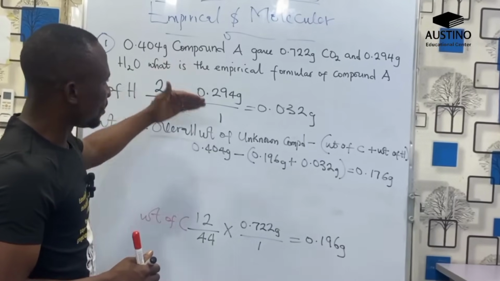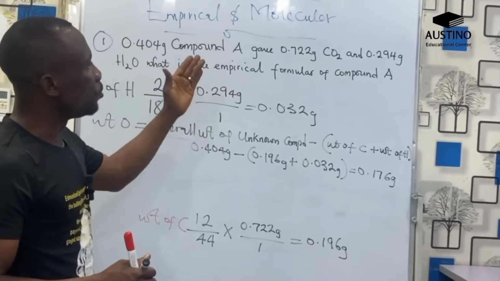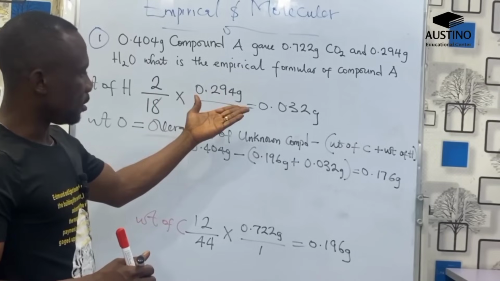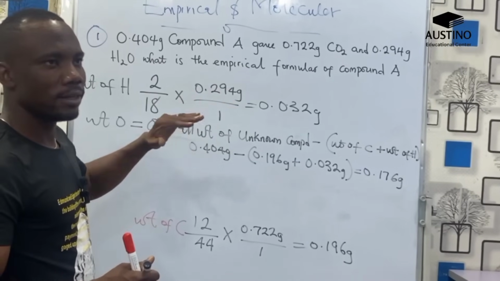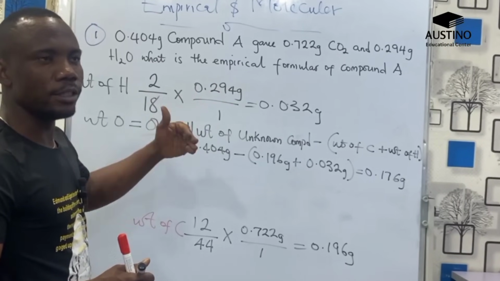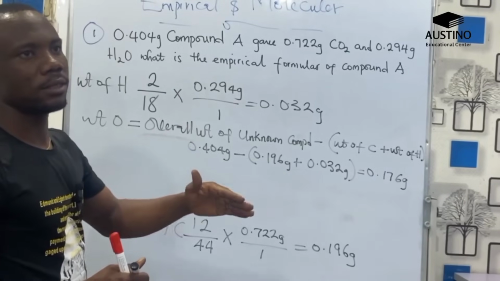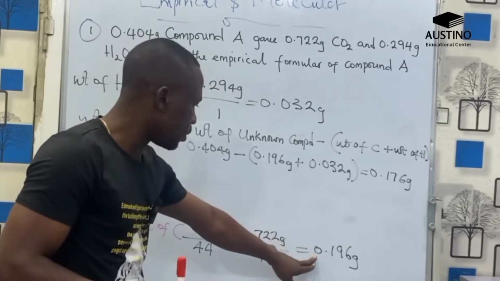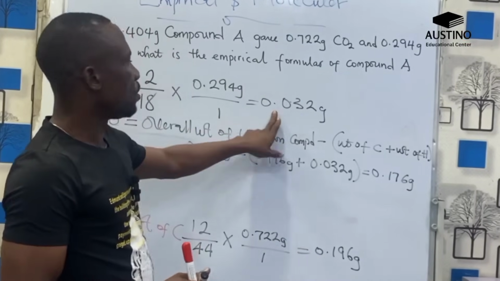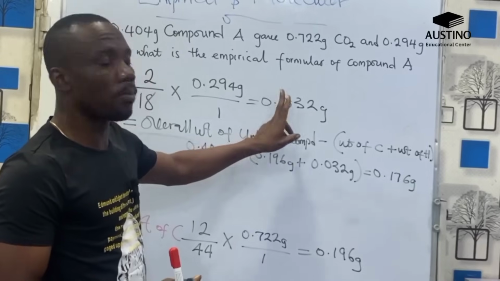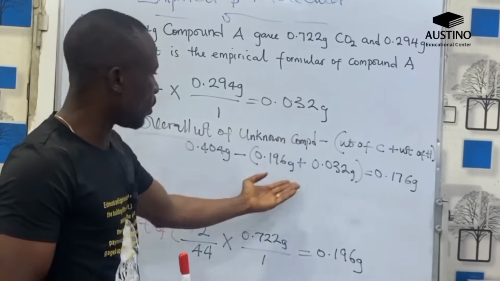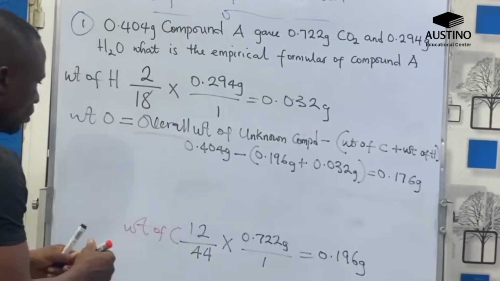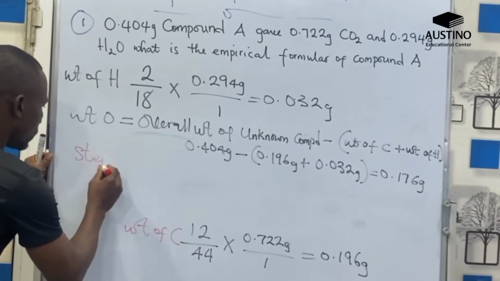So each element in the unknown organic compound has been determined in terms of their weight. So step 1 is done: getting the weight of each element present. We have gotten the weight of carbon to be 0.196, the weight of hydrogen to be 0.032, and of course the weight of oxygen to be 0.176. From there, we get to step 2.